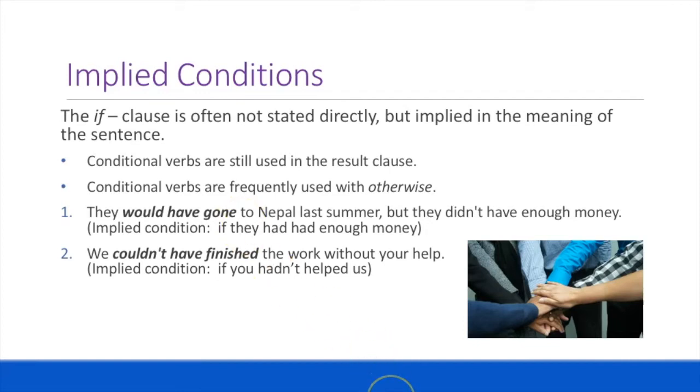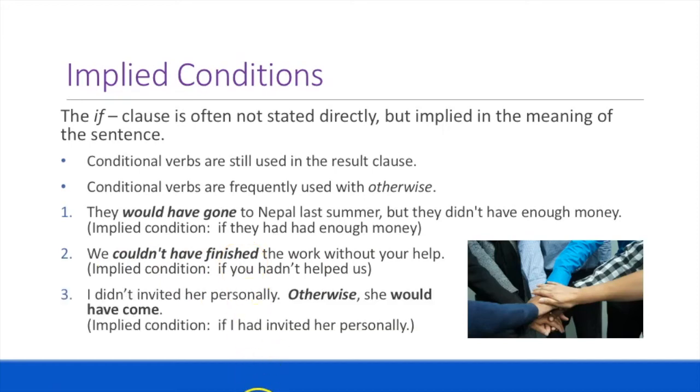We couldn't have finished the work without your help. The implied condition is, if you hadn't helped us, we couldn't have finished the work. So again, there is no if clause in that sentence, but it is implied. So we use the conditional verbs in the result clause. I didn't invite her personally, otherwise she would have come. The implied condition here is, if I had invited her personally, she would have come.